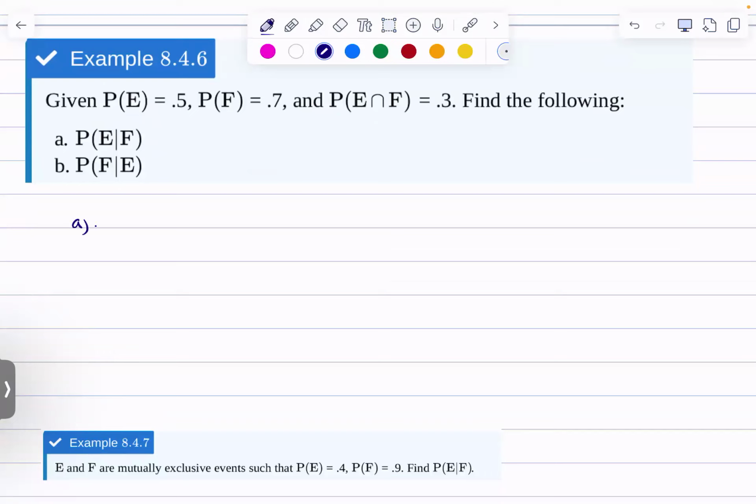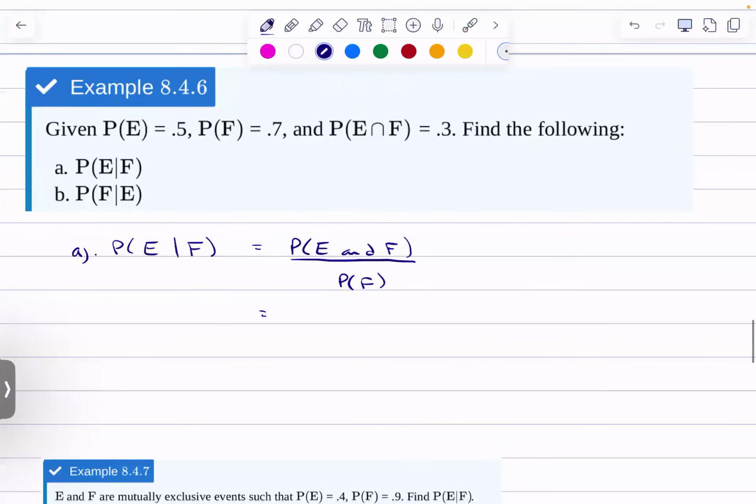In this case, I don't really see a way out of using the formula, because I have all these probabilities, and so I may as well use them. So I want to find the probability of E given F, which is the probability of E and F divided by the probability of F. We're told that the probability of E and F is 0.3, and the probability of F is 0.7.